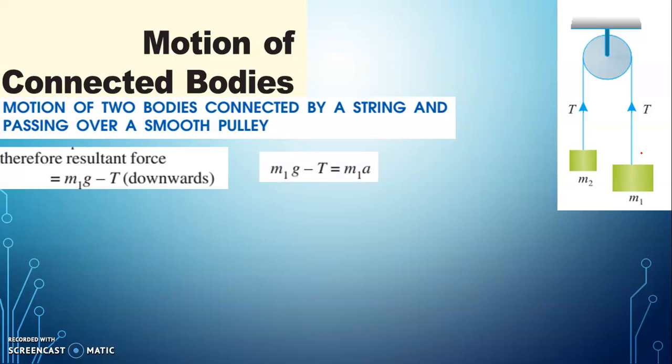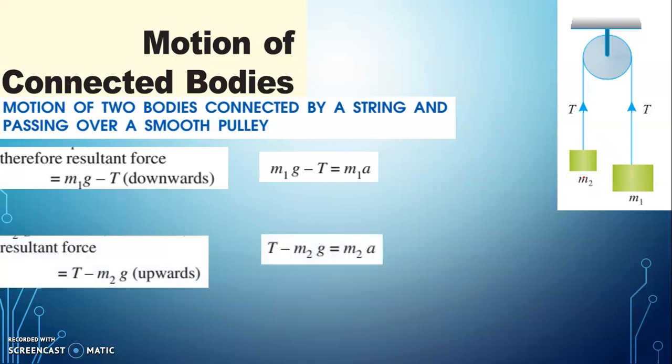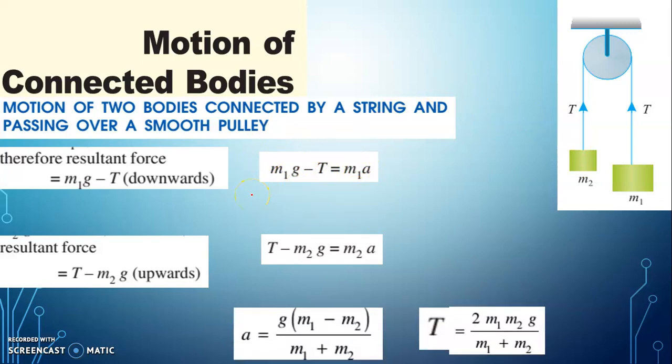When we are analyzing the second body, it will be moving upward, so the upward force component will be taken as positive. For the second body, T is the upward force, so T minus m2 into g is the net force acting on this second body. Its acceleration will be the same: if m1 is moving with acceleration a, m2 will also move with acceleration a, but in the opposite direction. So T minus m2 into g will be equal to m2 into a. We get two equations with two unknowns, T and a, so we can solve these equations to obtain the values of a and T.